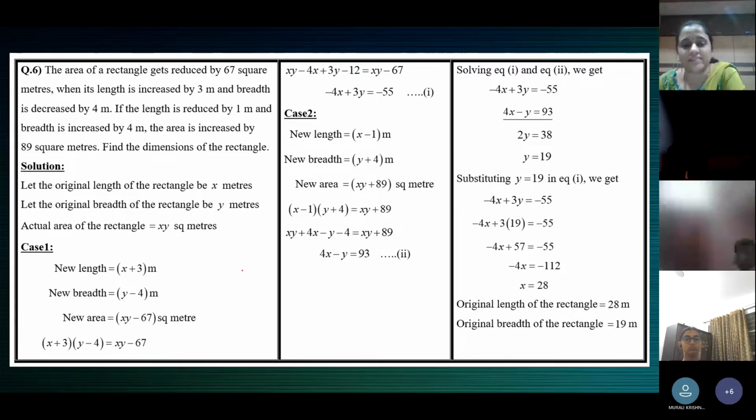So xy will get cancelled on both the sides. Xy and xy will get cancelled. So you will get a linear equation in x and y from the two cases. Solve, find the values of x and y. And they are the original length and breadth of the rectangle.